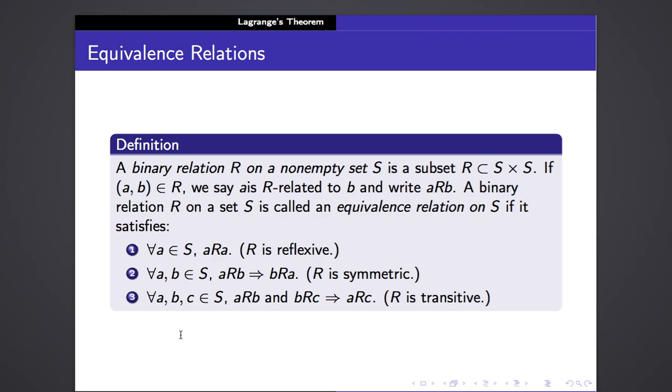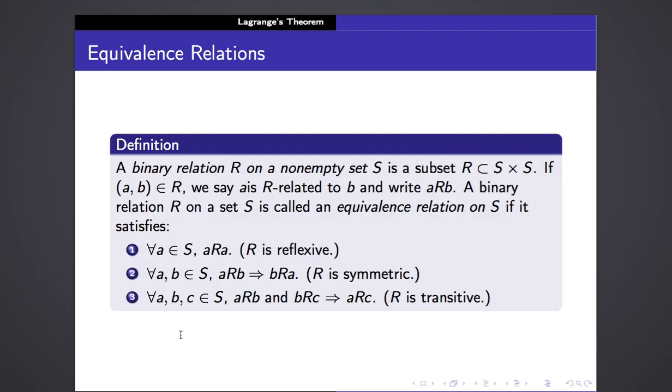A binary relation R on a set S is called an equivalence relation on S if it satisfies the following three axioms. So first one, for any a in S, a R a, which means that a is related to a itself. This property is called reflexivity. We say in this case R is reflexive.